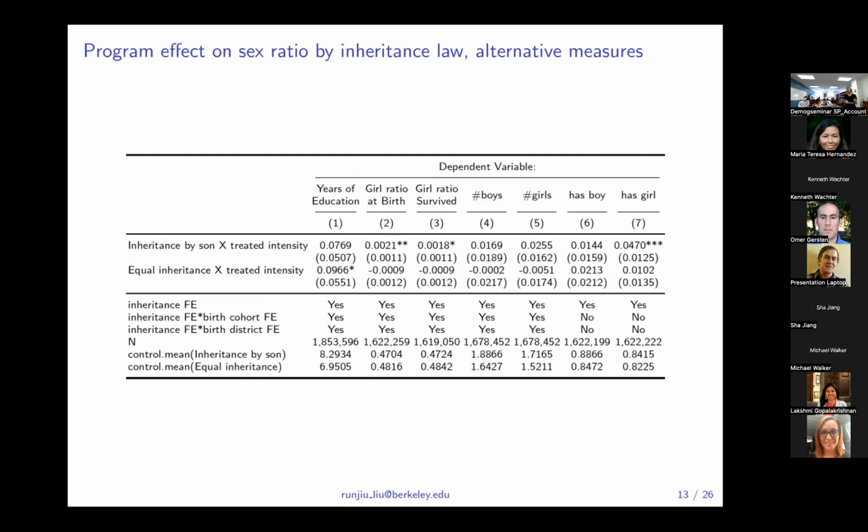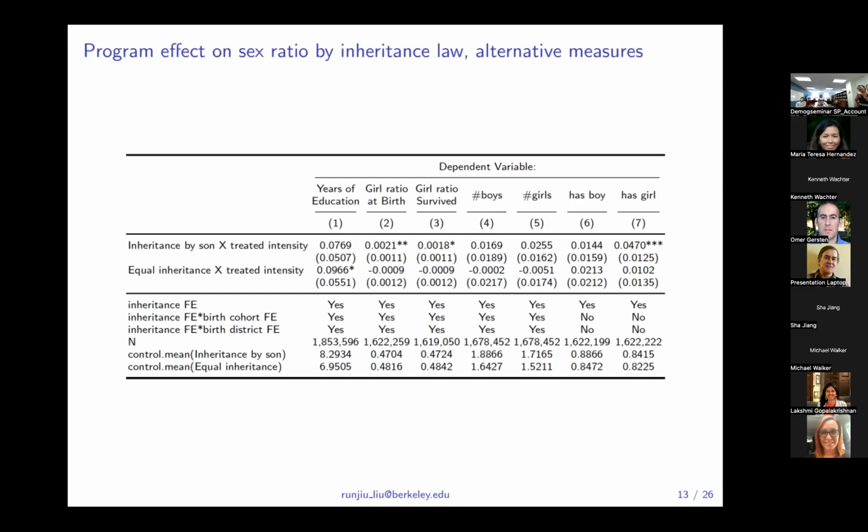So I'm using some alternative measures here as outcome variables to see exactly what's happening. Unfortunately, the census doesn't give us a full fertility history. And since these parents are too old, it's also quite invalid to back out the full fertility history just using the family roster. So there are limited outcome variables we could study. Column 2 and column 3 both focus on the gender growth ratio, but column 2 studies the at-birth ratio, and column 3 studies the survived ratio.